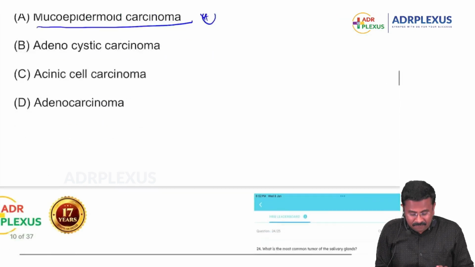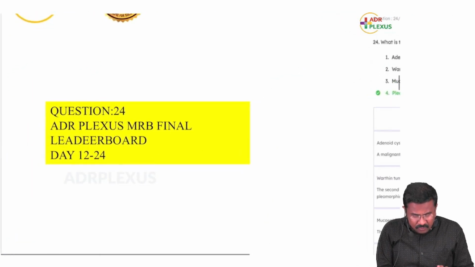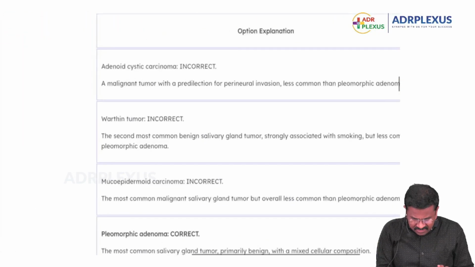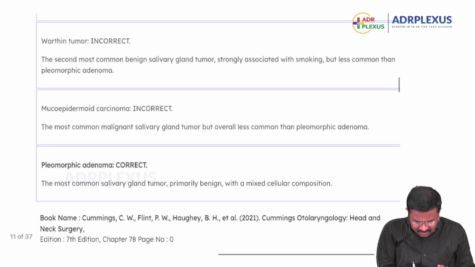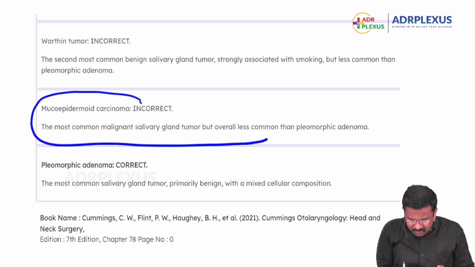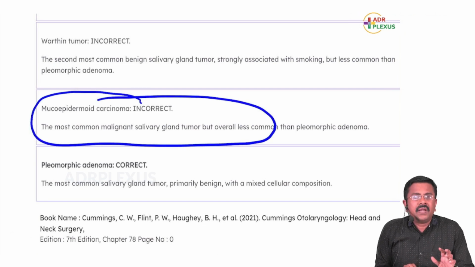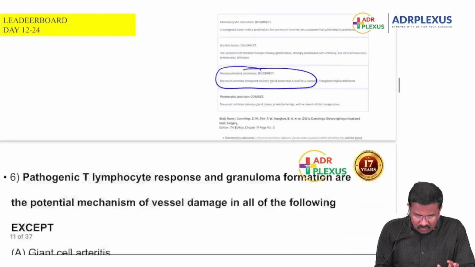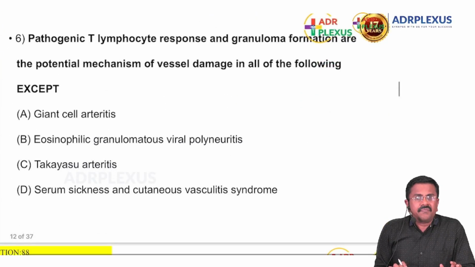malignant tumor. And please see this in our leaderboard day 12 to 24, we have discussed exactly the same thing. Mucoepidermoid carcinoma is the most common malignant salivary gland tumor. Yes. So moving on to the sixth question.